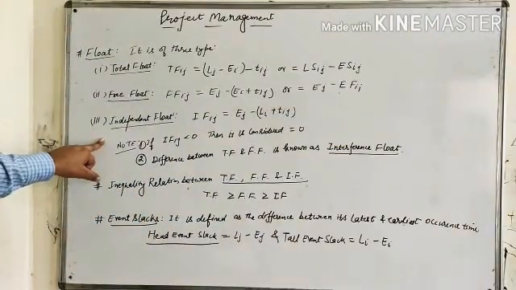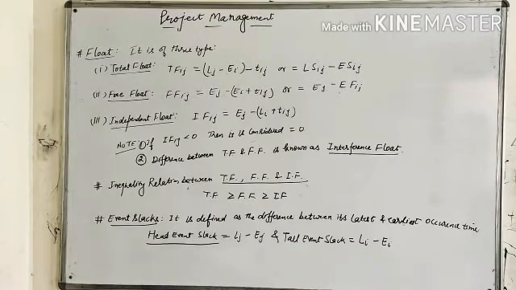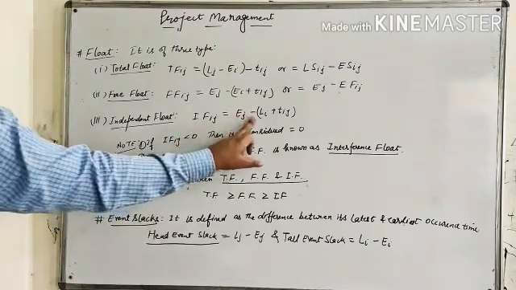Now moving on to the independent float. This is based on the assumption that the predecessor event occurs at its latest possible time and the successor event at its earliest possible time. The independent float of an activity can be defined as the amount of time by which the start of the activity can be delayed without affecting the earliest start time of any immediate succeeding activities, assuming that the preceding activity had finished at its latest finish time. The independent float of an activity is denoted by IFij, and this equals Ej minus (Li plus Tij).